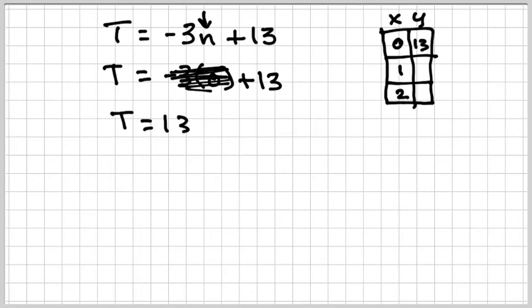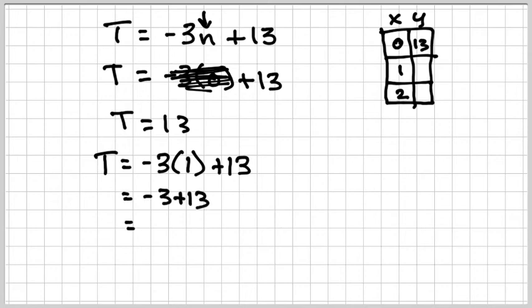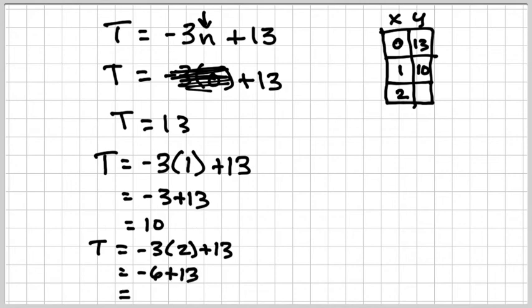13. But what if you substitute in a 1? Well, that's different than 0. Every time you get a different value. So now let's do the 1. So it's -3 times 1 plus 13. -3 times 1 is -3, plus 13, which is 10. How do you do -3 times 1? It just stays there. Negative times a positive is negative. There you go. -3 times 2 plus 13 gives me -6 plus 13, which gives me what?